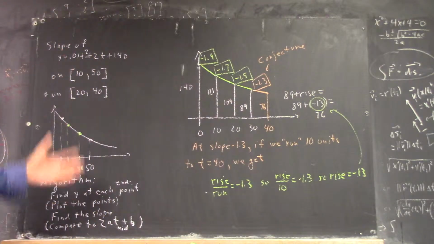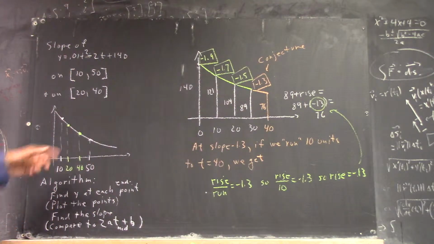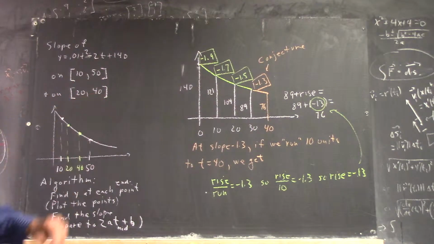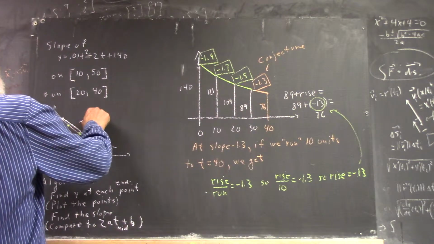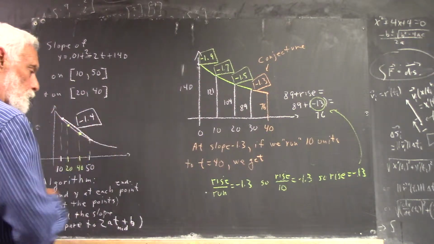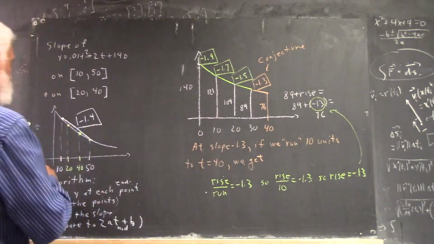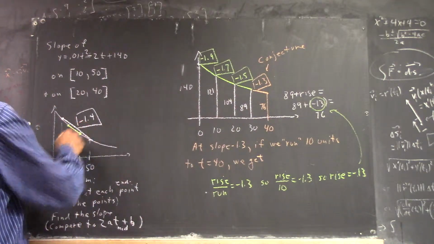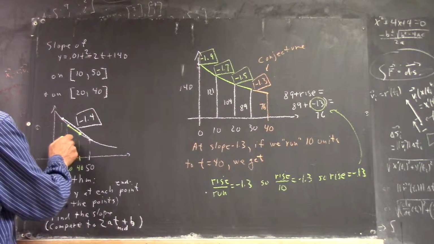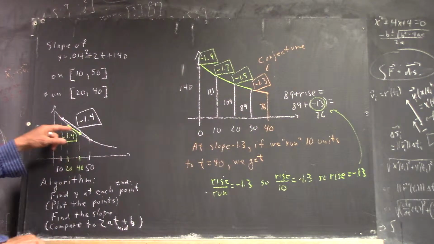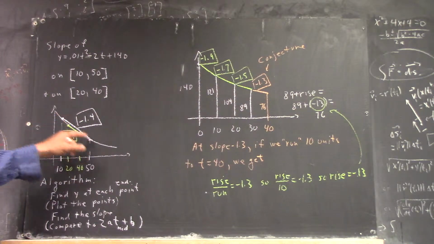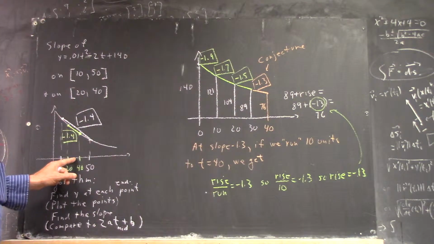Then I had you do a couple of examples yourself. Find the slope on 10 to 50 and 20 to 40. Everybody found that the slope was negative 1.4. And the slope of the green line, which should be labeled above, but I don't have room, is negative 1.4. Same slope on this line as this one, because they're both calculated on intervals centered at t equals 30. Right?